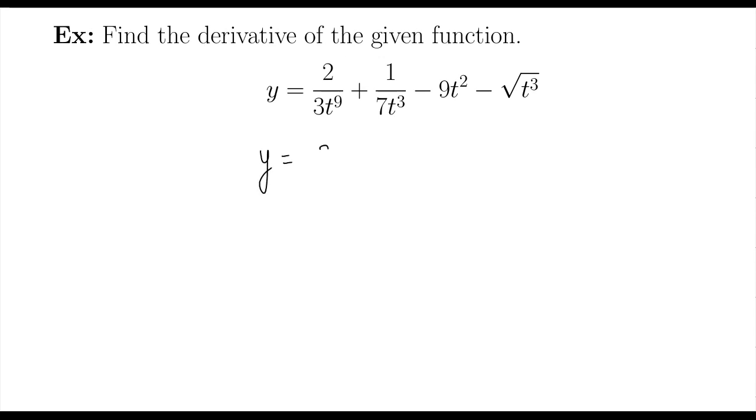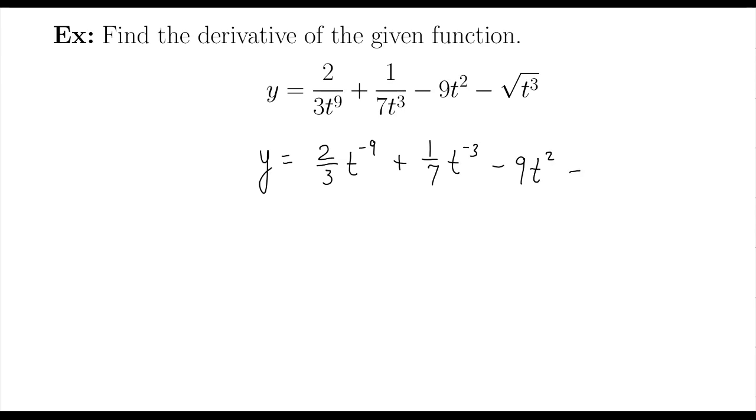This is now 2/3 t to the negative ninth power, right? If you have a t or x or something in the denominator, you can always move it up by changing the exponent sign to negative. Plus 1/7 t to the negative third power minus 9t squared. No need to change that one because it's not in the denominator.